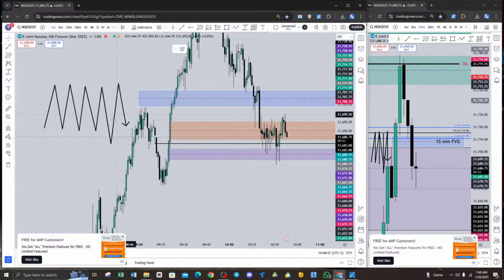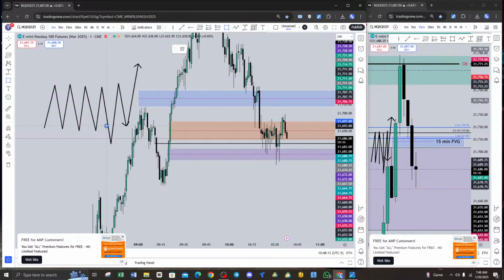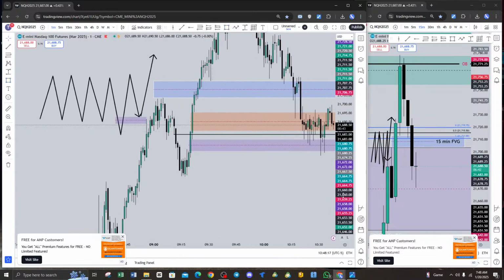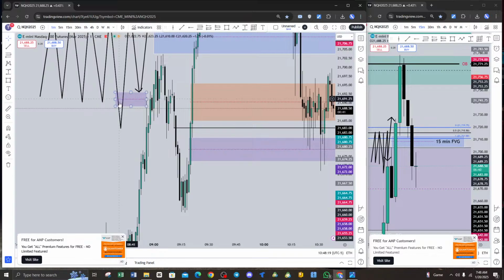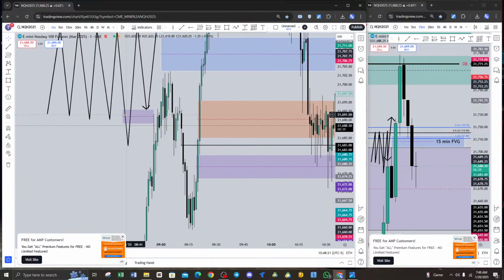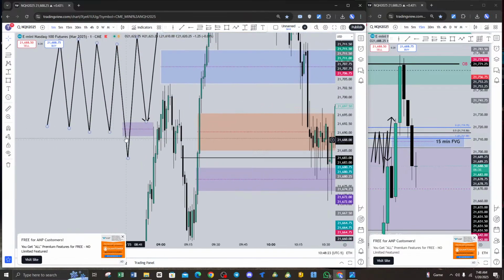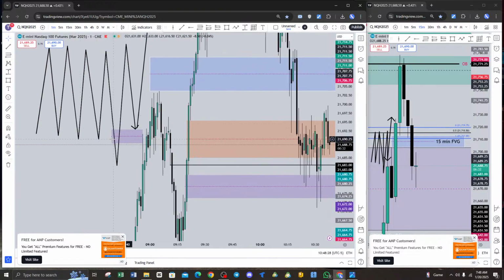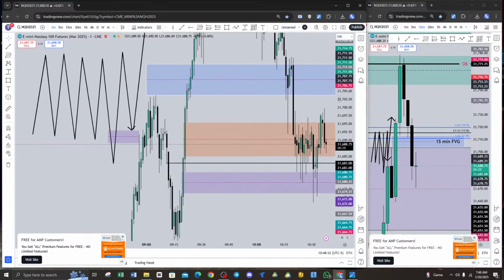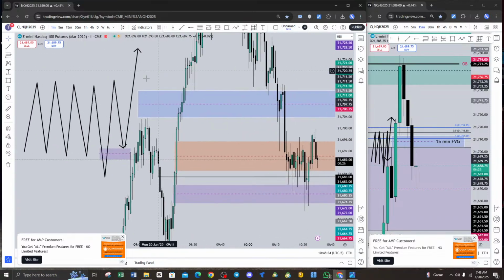Sorry guys, this would be my inversion fair value gap. Let me mark this. How? Because this is the last fair value gap which has taken all the sell side liquidities. So this will be my proper, accurate inversion fair value gap, and in 95% of cases I saw that this inversion fair value gap works.